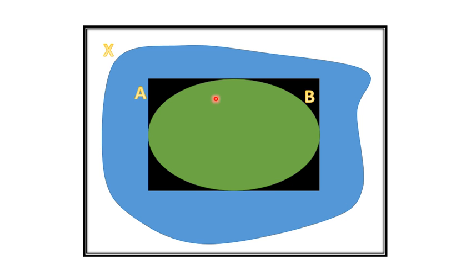So let's look at a practical example. Now we have our metric space X, and we have a subset A, which is the black rectangle, and we have another subset B, which is the green ellipse filled in.